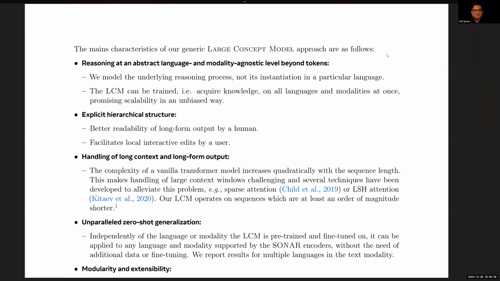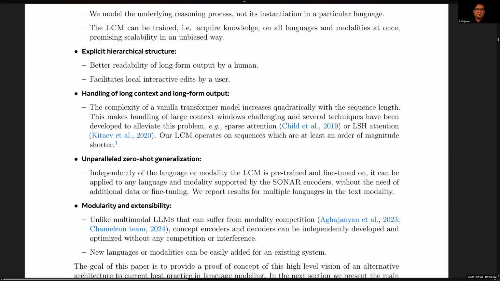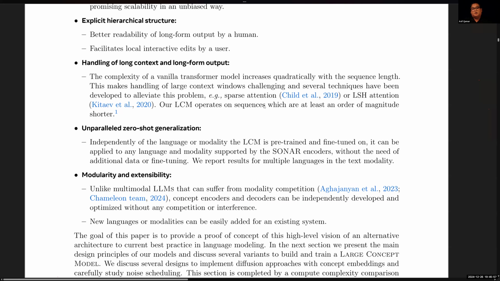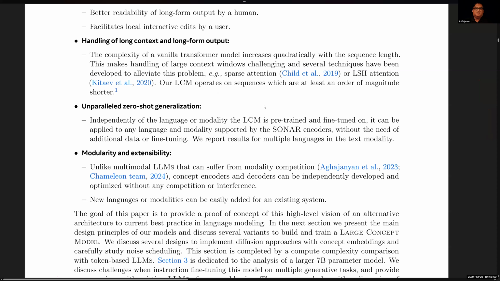Explicit hierarchical structure, better readability of long form output by a human being. So basically they are saying that the output that comes out tends to be more readable because it's a sequence of concepts decoded. Facilitates local interactive editing by a user. So the user can go and, well, this is a claim that it opens the door to something like this. Handling of long context and long form output.